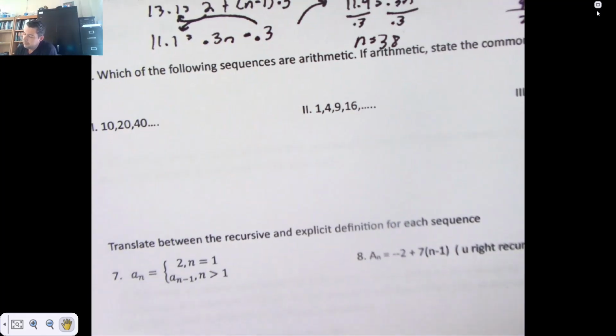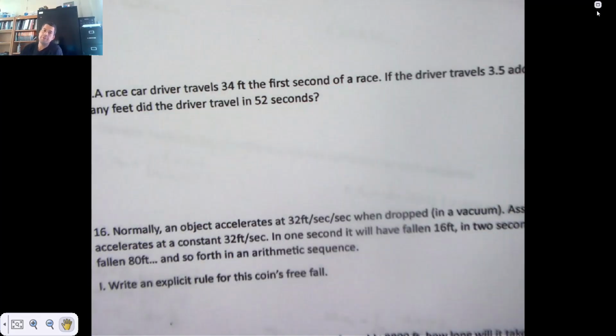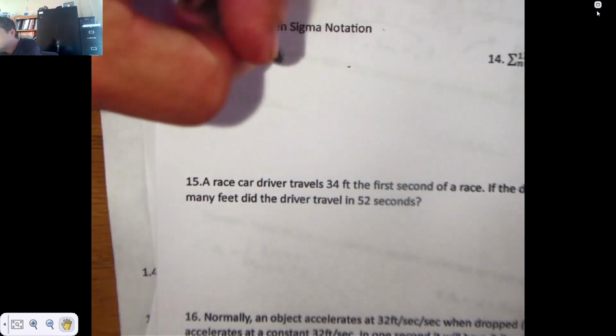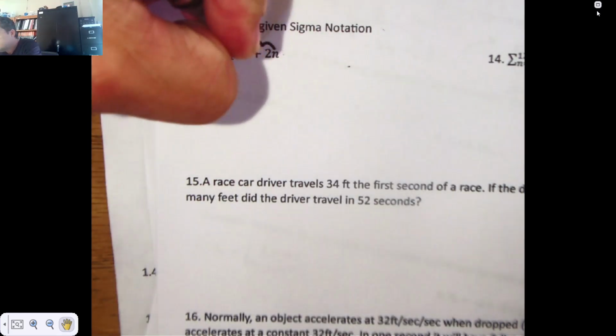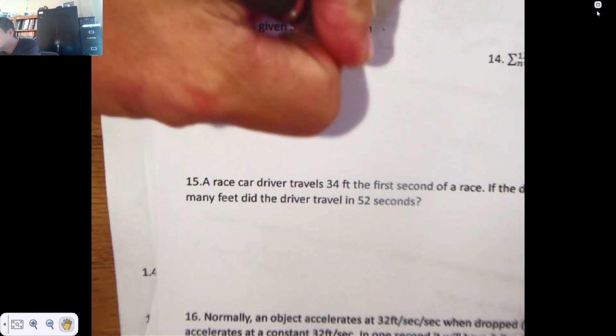11 I'm going to leave for y'all. Let's go over sigma notation. So 13 is up next. You are supposed to look at this and you are supposed to realize it is arithmetic.